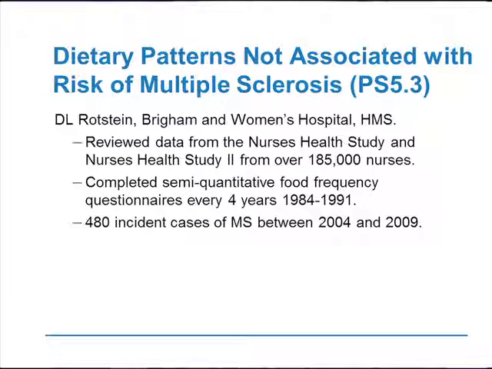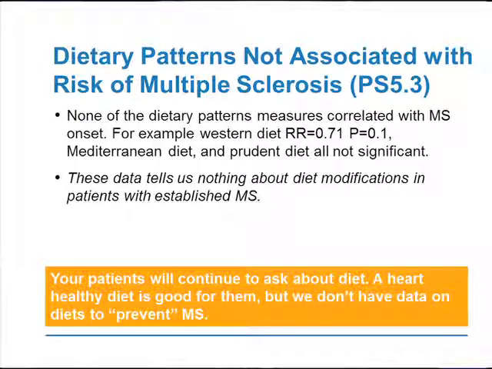And this was from the Brigham and Women's Hospital, Dr. Rothstein. And they used data from the Nurses' Health Study, Nurses' Health Study 2, very large study with over 185,000 nurses. And the nurses had completed semi-quantitative food frequency questionnaires every 4 years for many years. They had 480 cases of MS between 2004 and 2009 in this study population. What was interesting is none of the dietary patterns measured correlated with MS onset. So Western diet, Mediterranean diet, and a prudent diet didn't really have any significant relationship with MS.